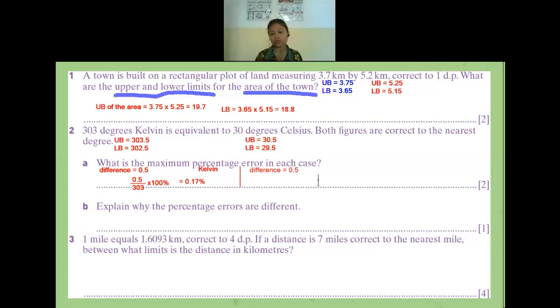After I get the difference, because this is about the percentage of error, I have to compare it to the number given. The number given is 303. So it will be 0.5 by 303 times 100% because we are going to find the percentage, and then we calculate it. You can use a calculator. The answer will be 0.165016501650 and so on. Because I just want to keep it to two decimal places, the answer I get is 0.17%. Is it clear enough, or is there anything that is still confusing for you?